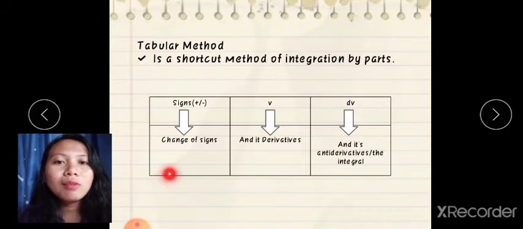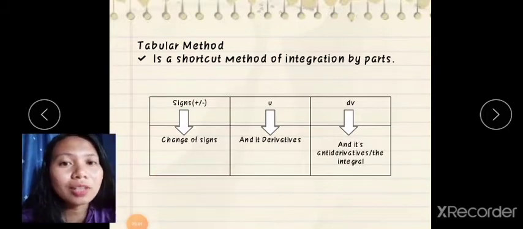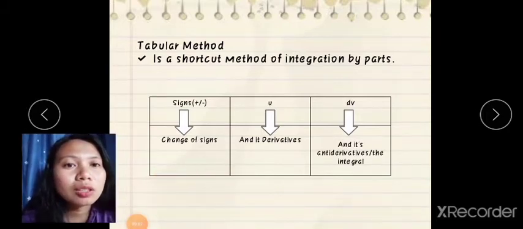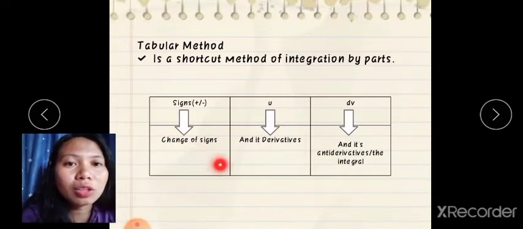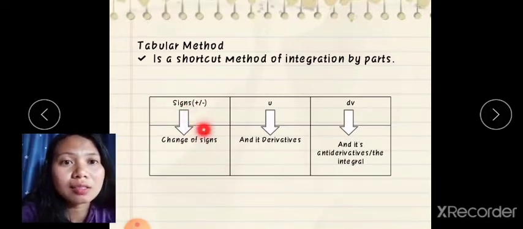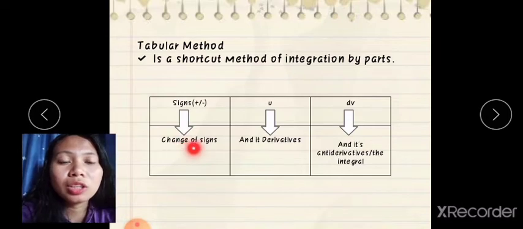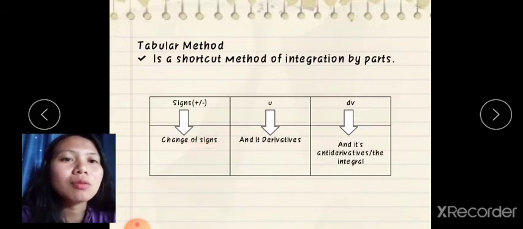So, in tabular method, we have here a table. In this table, there are 3 columns. So, first column is the signs. There are changing of signs, so ang ma-change ani kay positive, negative. Maora nang signs nga naa diri sa first column.